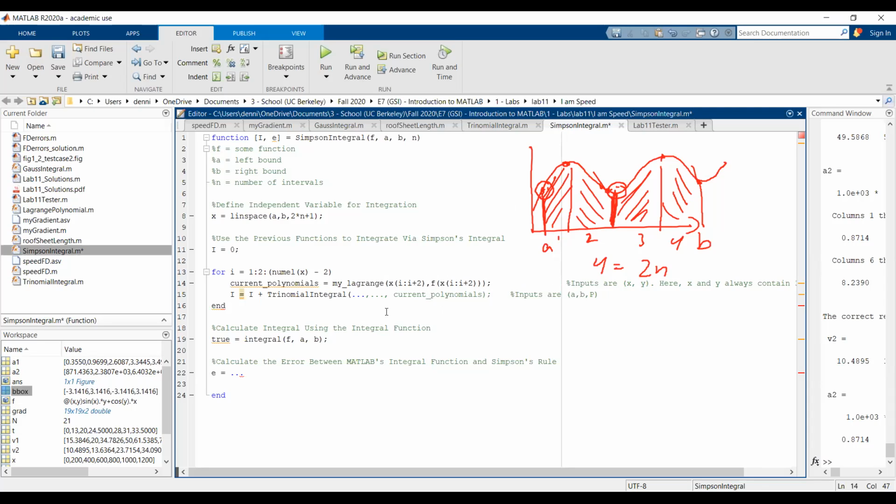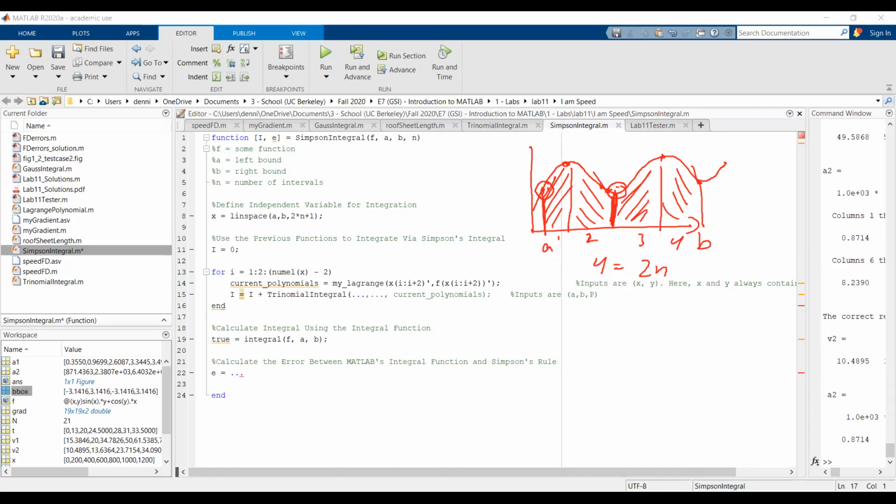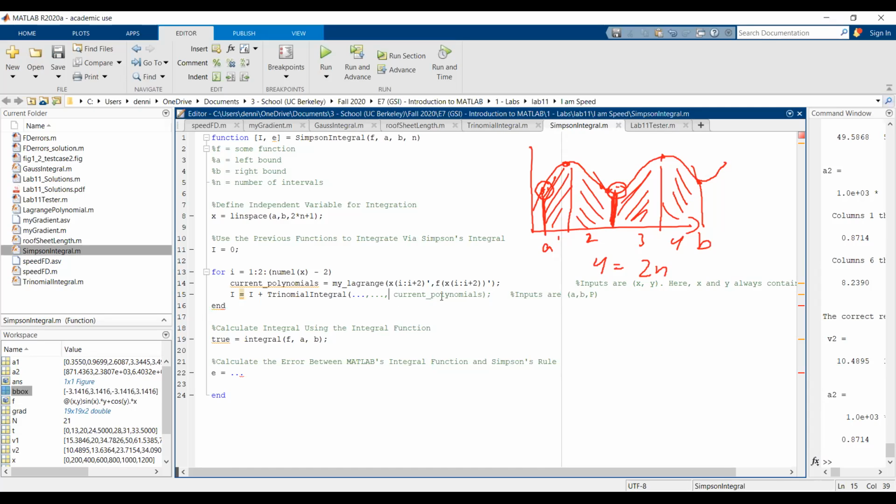One more thing I need to do. I need to do the transpose of this because these need to be column vectors. Let me just make sure that's what they have. Gauss, roof sheet length, Simpson, i plus 2, i plus 2. Okay. Now once we have our parabola, we're going to need to calculate the integral under that parabola.